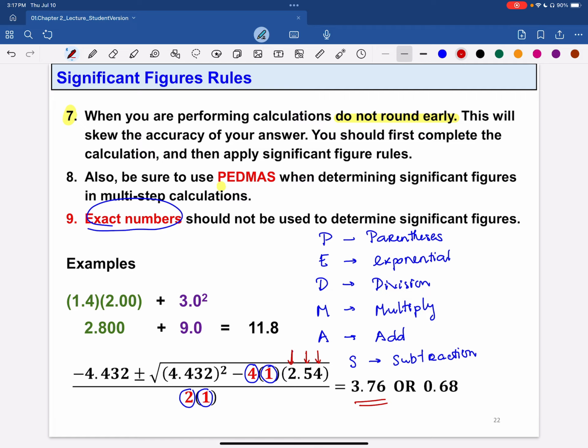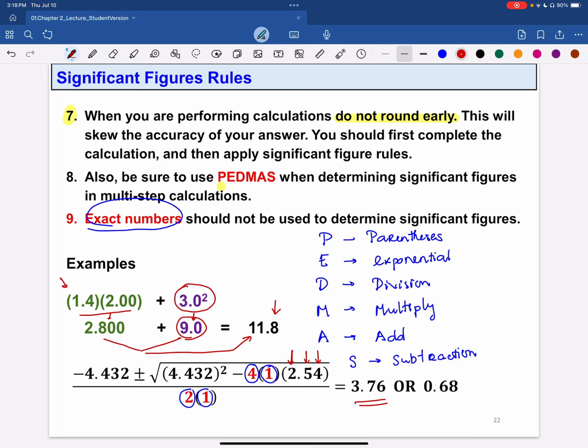Now, the first one, right? Here's an example of PEMDAS, okay? Parentheses, you do first. Then you do exponential. Then you add the two values together to arrive at the final answer. And 9 has the fewest decimal places, so that's why your answer will be rounded to 1 decimal place. That is for significant figures.